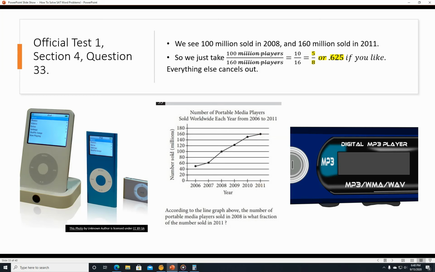Make sure you get the values right or you will definitely not get the problem right. So we see 100 million sold in 2008, 160 million sold in 2011. So you can just take 100 million players over 160 million players. Notice that the million players cancel out. We get 100 over 160, which is the same as 10 over 16, and which is the same as 5 over 8, because 2 times 5 is 10, 2 times 8 is 16.